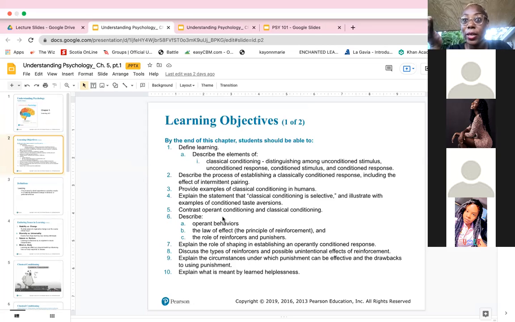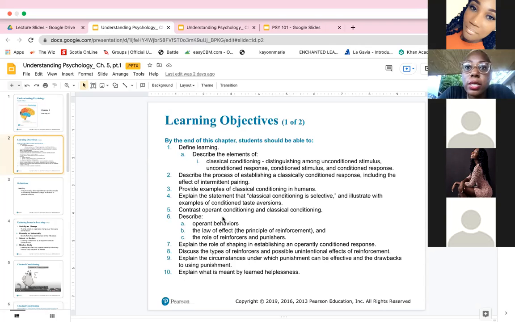We talked about that a little bit. Like, what do you do when you make something a central point? And we discussed that a little bit. Explain the circumstances under which punishment can be effective and the drawbacks of using punishment. What is meant by learned helplessness? So you're using the intersection of the slides I've provided, but you all should have textbooks, and I'm operating under the assumption that you have all of the resources for this class. I've provided you with slides. They are on this course landing page.